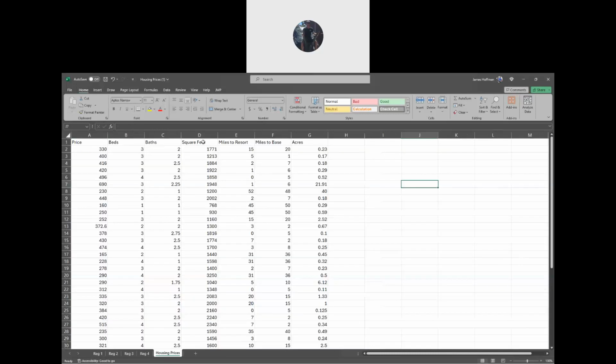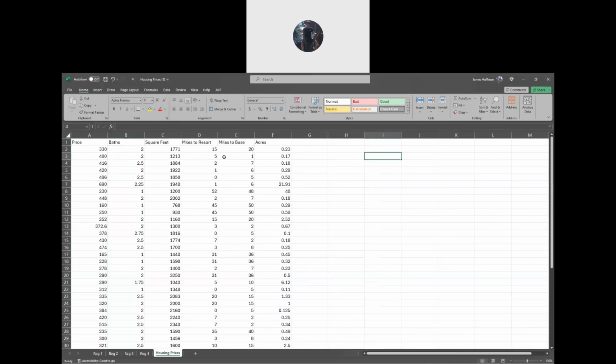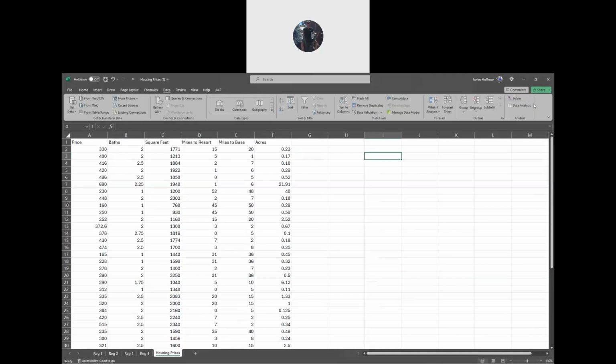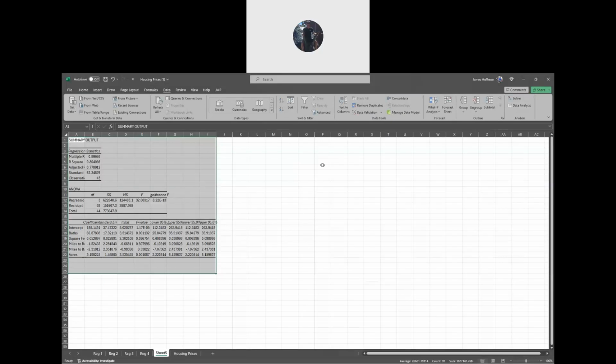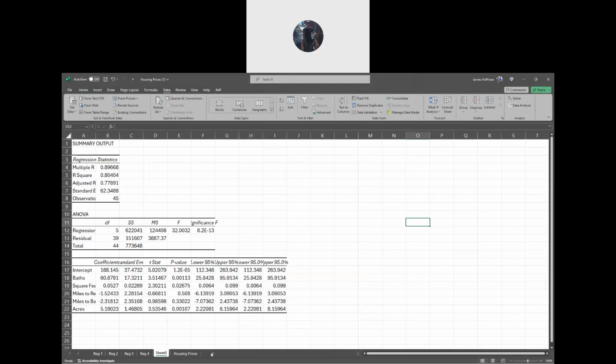Where's beds? First, delete the B column. Okay, we're getting there. At the end, there should be 4 variables, so it looks like we're almost there. All right, run it again without beds. Change our X range to B1 to F46. Everything else is the same and hit OK. Here's reg 5.